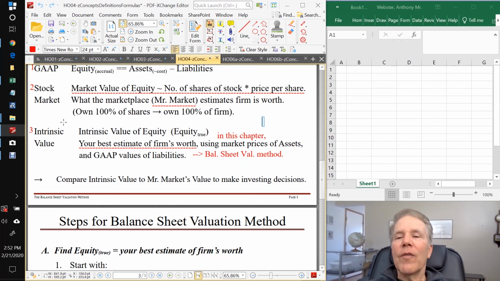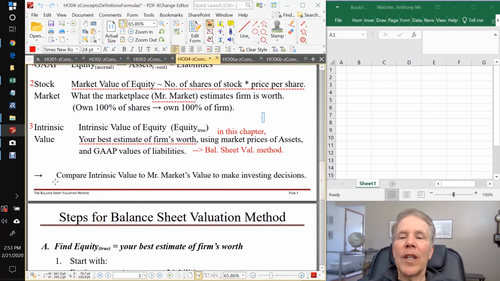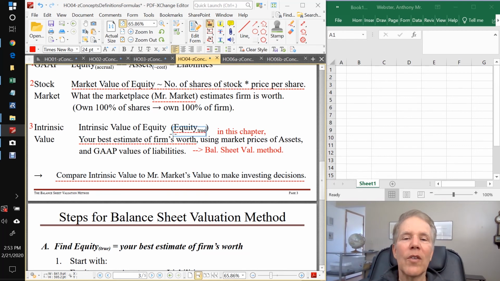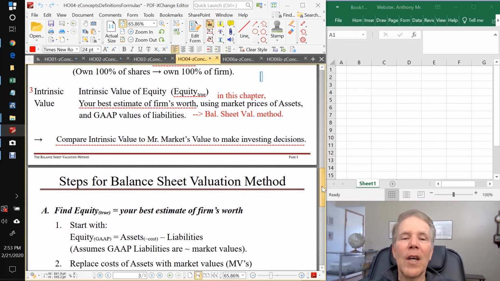Okay, we're going to find other ways to get intrinsic value estimates of a firm's worth as we progress through the term. And then in general, this will always be true. We, as an erstwhile investor, compare our estimate of intrinsic value or true value. We've also called this equity true. It's our sort of shorthand for intrinsic value. We compare that to Mr. Market's value, and if our estimate of intrinsic value is way much higher than Mr. Market's, we might want to buy some or all of this company and go from there.